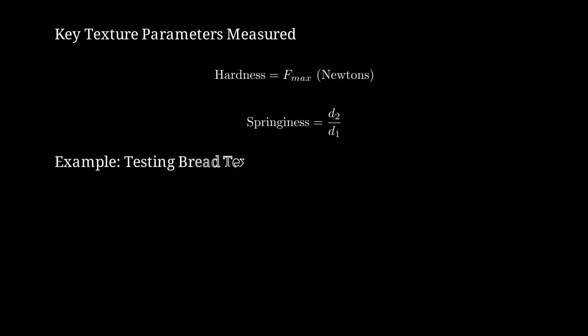Let's consider testing bread texture. Fresh bread should have low hardness, indicating softness. As bread becomes stale, hardness increases dramatically due to starch retrogradation. Now let's discuss viscosity and rheology testing. This is crucial for liquids, semi-solids, and emulsions like sauces, soups, and batters.